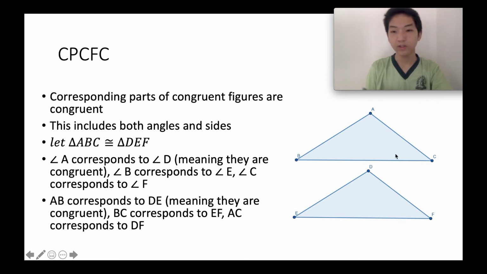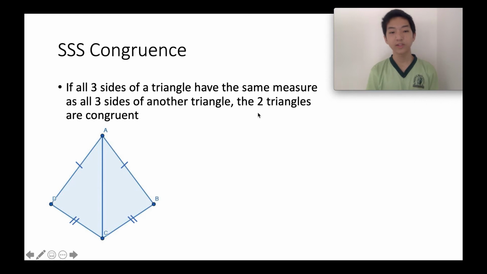So when a figure is congruent, it means that they are exactly the same. To start off, I'll be going over SSS congruence. What it is, is that if all three sides of a triangle have the same measure as all three sides of another triangle, the two triangles are congruent.